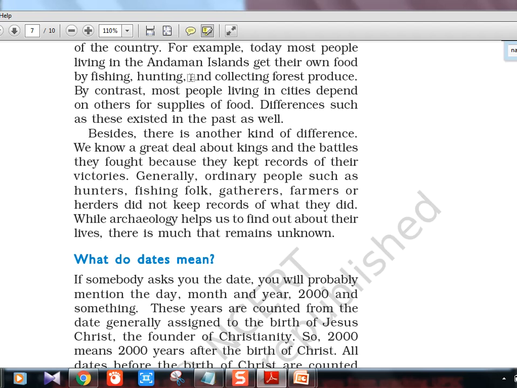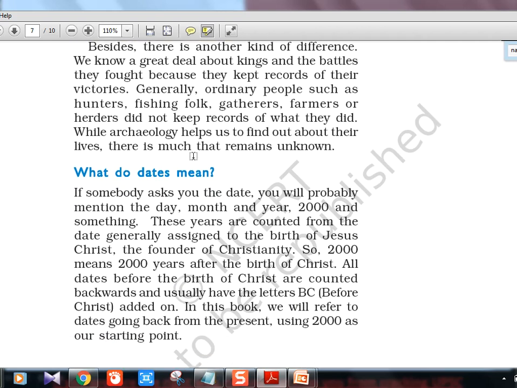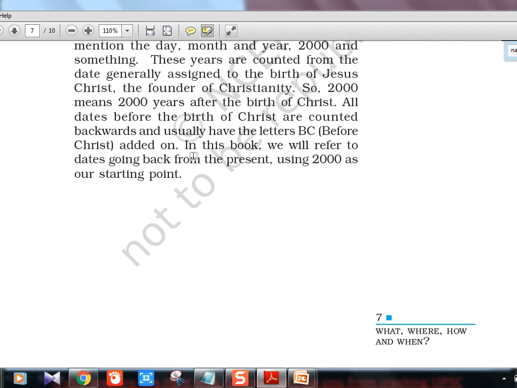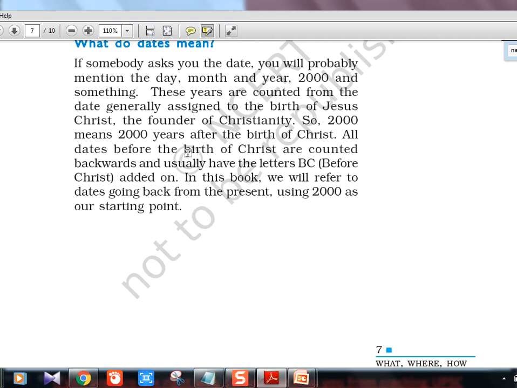Now again, the Andaman Islands, they had fishing, hunting, collecting food produce, etc. Then food gathering. These are all we have seen. And this AD and BC concept. How do we tell this is AD, that is BC? Okay, it's based on the birth of Christ. BC means Before Christ. These are basic information, but we just have to cover it.